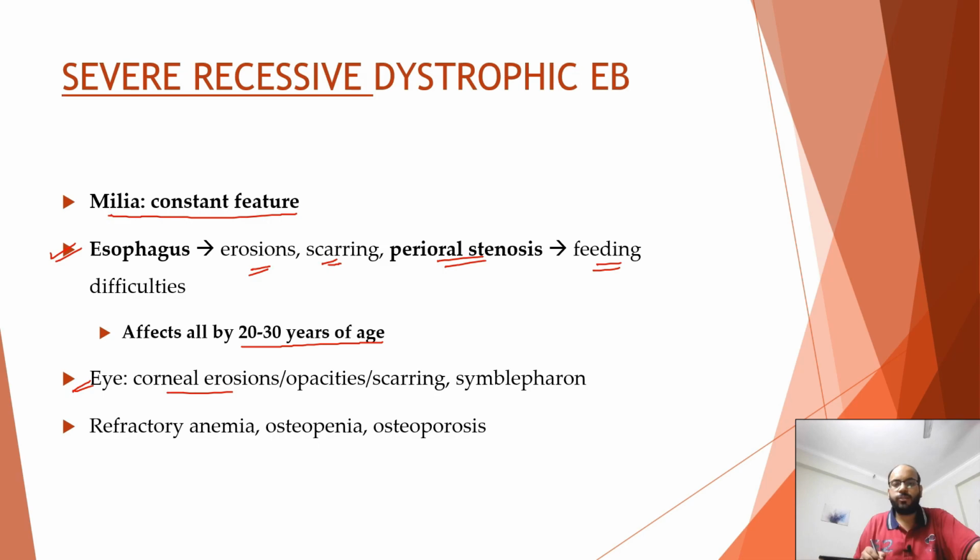The eye shows corneal erosions, opacities, and scarring leading to symblepharon. Symblepharon means the eyelids get adhered to each other because of extensive scarring. So there's extensive scarring and the person is not able to open the eyelids even. There is associated refractory anemia, and osteopenia and osteoporosis have been reported in association with severe recessive dystrophic EB.